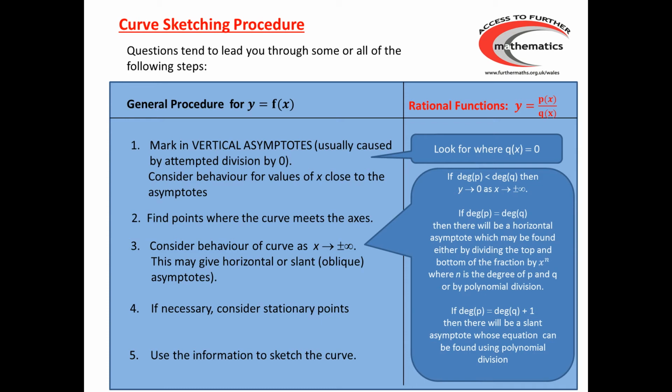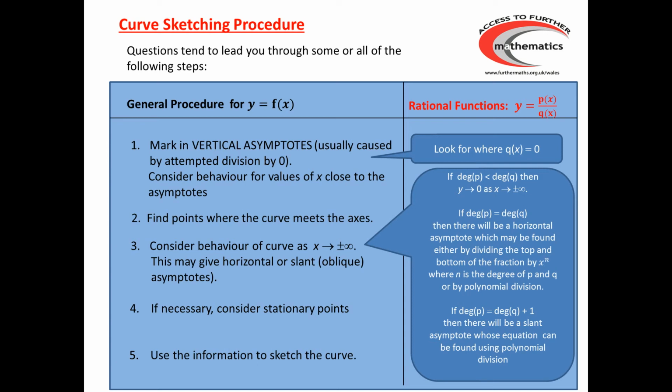If the degree of p is the same as the degree of q, then there will be a horizontal asymptote, which can be found by a variety of methods, either by dividing top and bottom of the fraction by x to the n, where n is the degree of the top and the bottom of the rational function, or by a process of polynomial division.